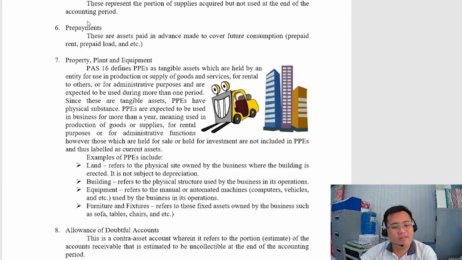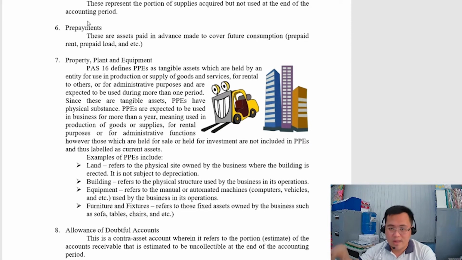So examples of PPEs, we have land, and then we also have building. Land refers to the physical site owned by the business where the building is erected. It is not subject to depreciation. Okay? Because land, although it is an asset, does not depreciate over time. Building refers to the physical structure used by the business in its operation.